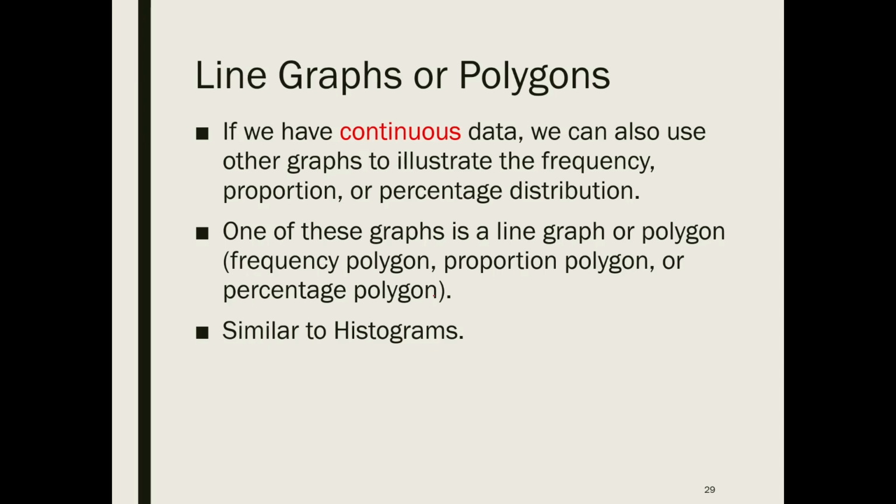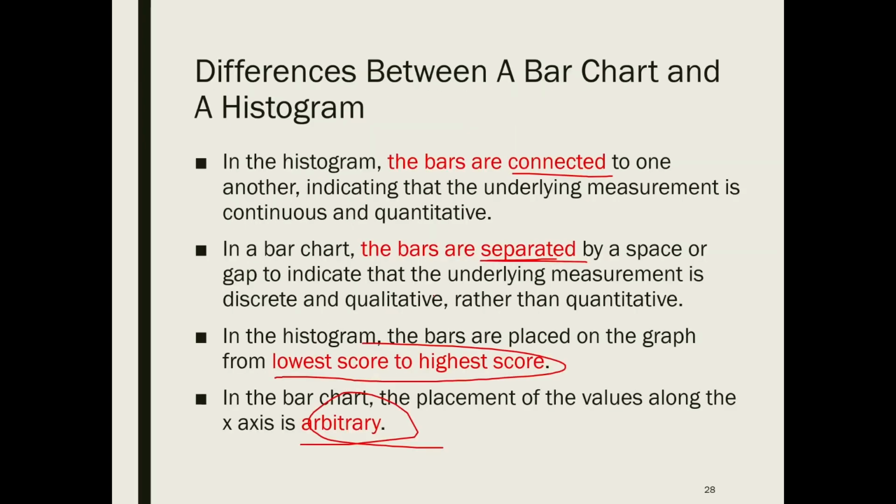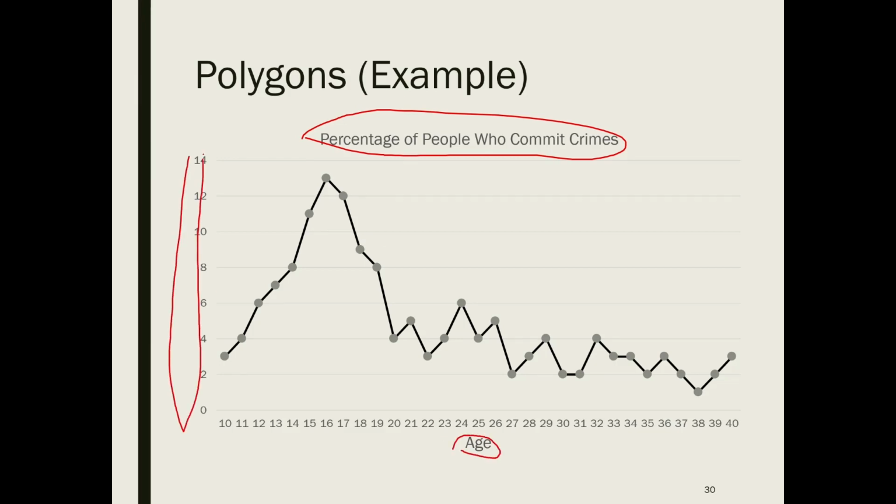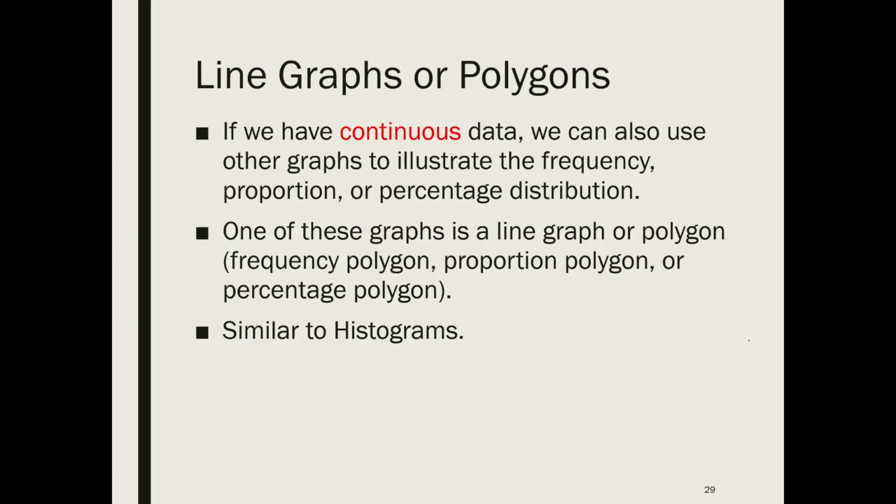If we have the continuous data, we can also show them the line graphs. See, this also represents the percentage of people who commit crime. The X represents the age. The Y represents the percentage, right? Does that look familiar? The age-crime curve, right?